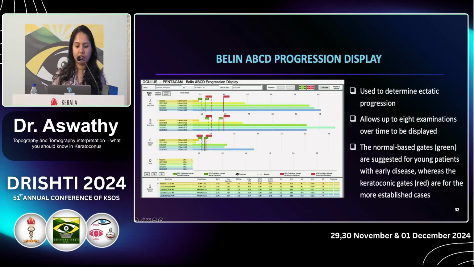Now here all the 4 parameters A, B, C and D are represented, and you have 2 types of gates: the green gates used for early disease and red gates for established keratoconus cases. When these values reach these grades, then you have to be concerned and it is time to take up the patient for treatment. Thank you.